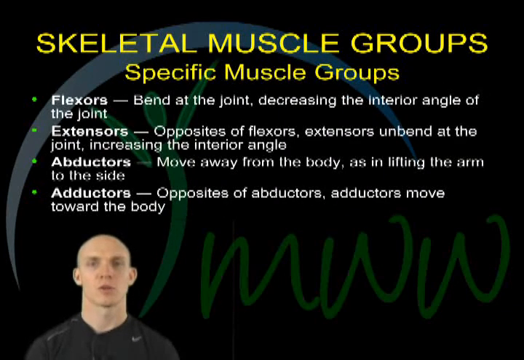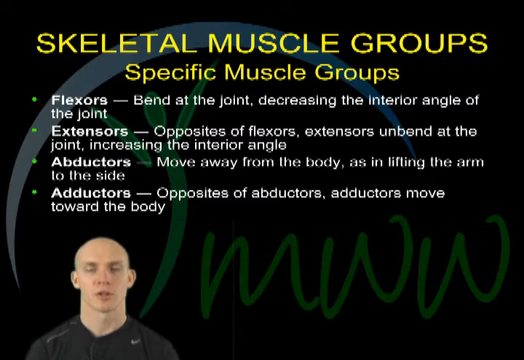Specific muscles are grouped as follows. Flexors. Flexors bend at the joint, in the process decreasing the interior angle of the joint. Extensors. Extensors are the opposite of the flexors and unbend at the joint, increasing the interior angle.